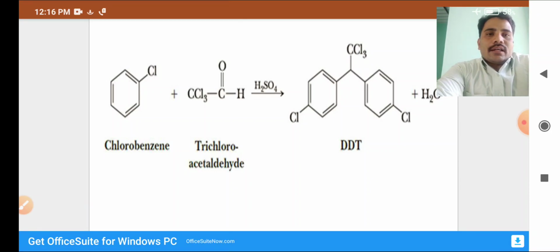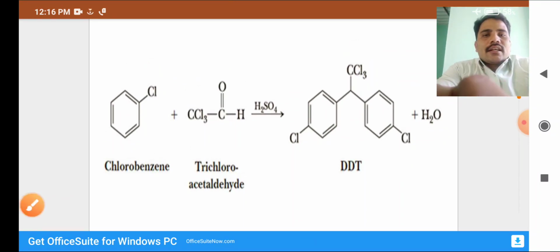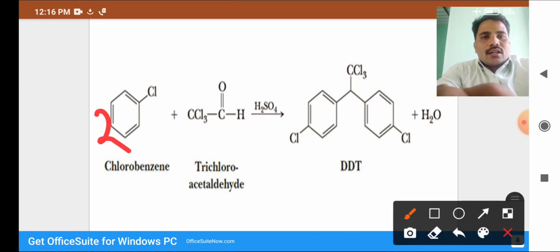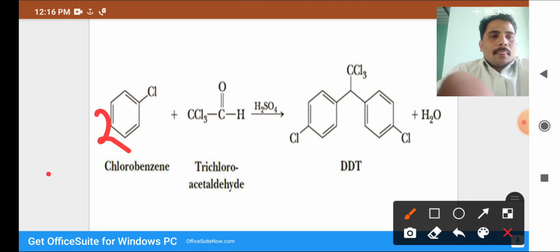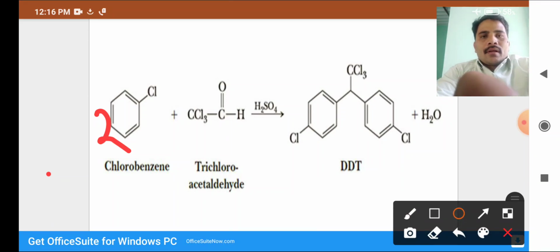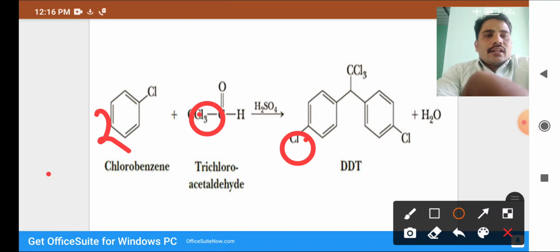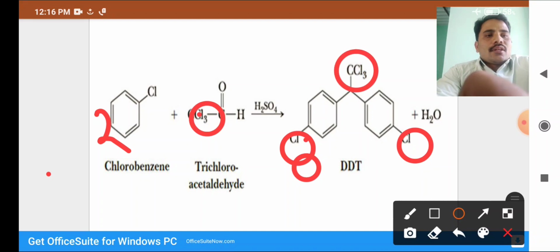How is it formed? Here is a trichlorocarbon attached to this position, an aldehyde group. Two moles of chlorobenzene are consumed and treated with trichloroacetaldehyde. This is one of the important structures, and here the chlorine is at the fourth position, and here the first position, so it has a trichlorocarbon. We use these structures and finally we get the synthesis.